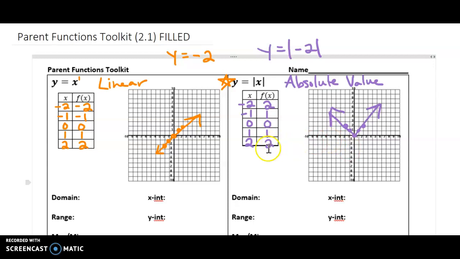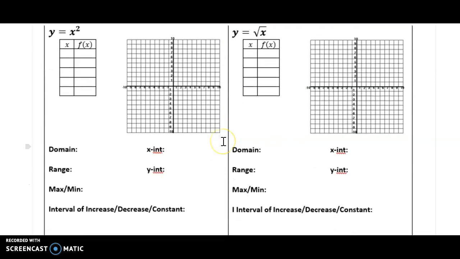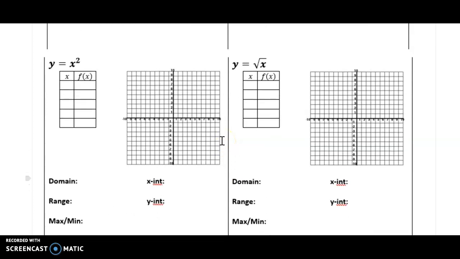Excellent. Let's go ahead and move on. Again, we've seen both of these functions before, so I'm going to move on to y equals x squared. This is going to be a quadratic. We also know it as a parabola. And again, I'm going to start with -2, -1, 0, 1, and 2.